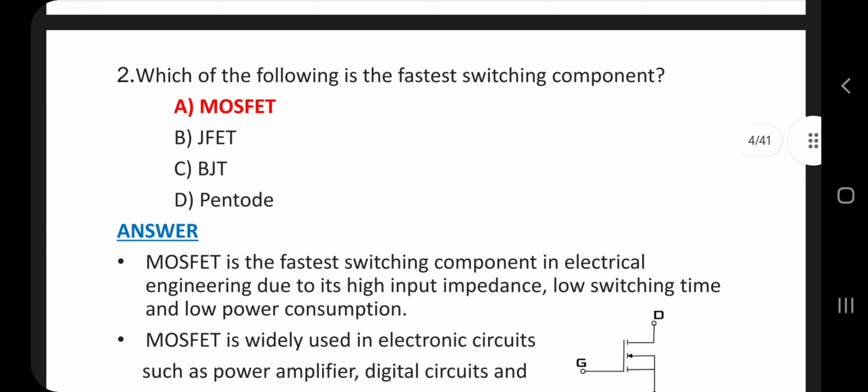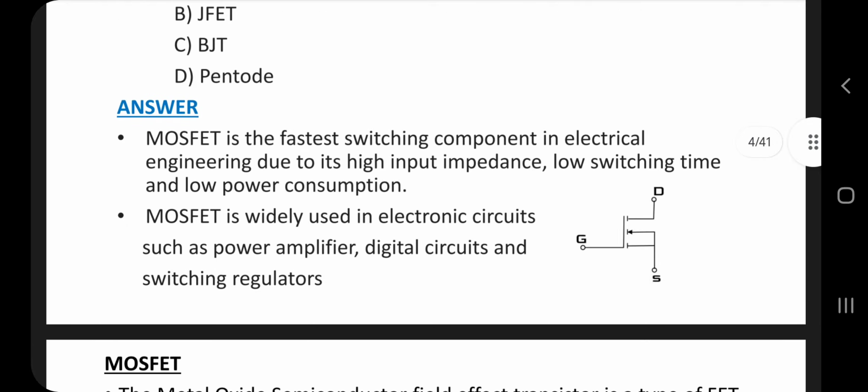Question number 2. Which of the following is the fastest switching component? Answer is option A, MOSFET. MOSFET is the fastest switching component in electrical engineering due to its high input impedance, low switching time and low power consumption. MOSFET is widely used in electronic circuits such as power amplifier, digital circuits and switching regulators.